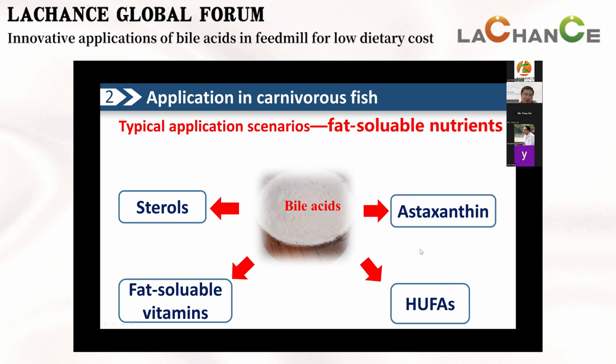And I think it's a very important point to reduce the feed cost, because some of the fat-soluble nutrients are very expensive. For example, the sulfurs and the astaxanthin are very expensive. So bile acids can enhance their utilization and would be beneficial to reduce the cost of the feed.